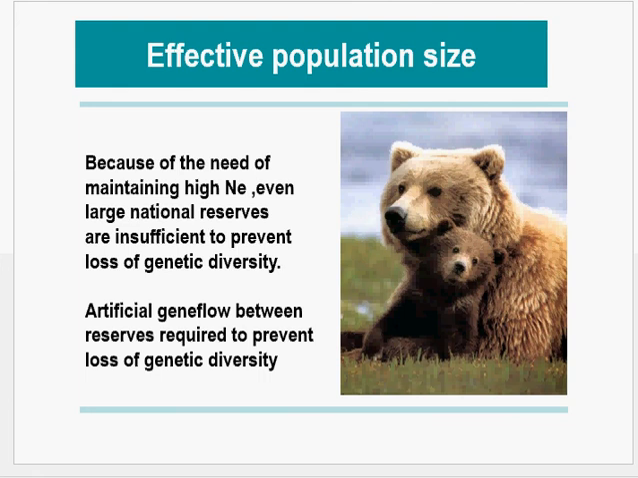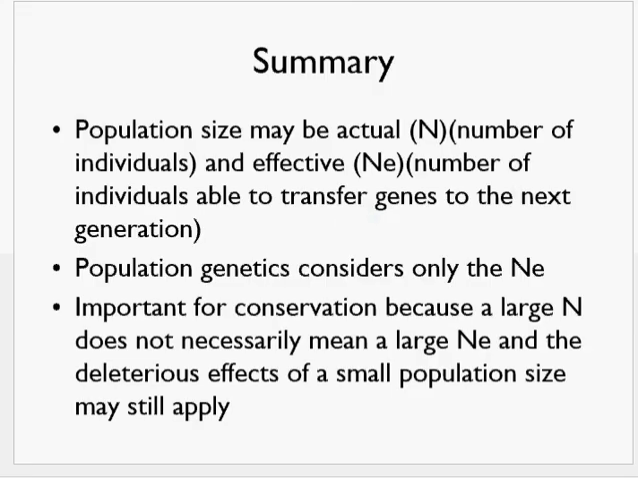So in summary then, for effective population size, population size may be actual, the number of individuals, and effective, NE, the number of individuals able to transfer genes to the next generation. Population genetics really operates based on the effective population size. And that's very important because a large N does not necessarily mean a large effective population size, and deleterious effects of a small population size may still apply.